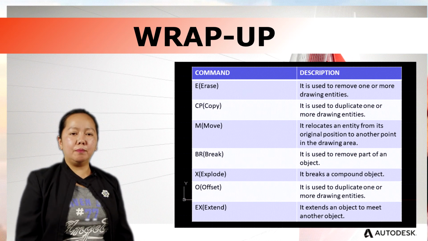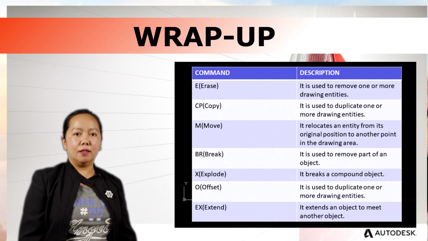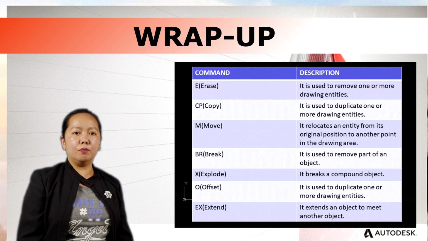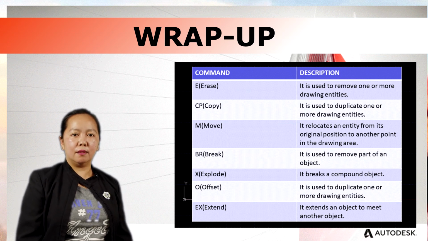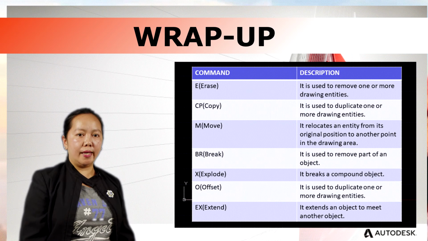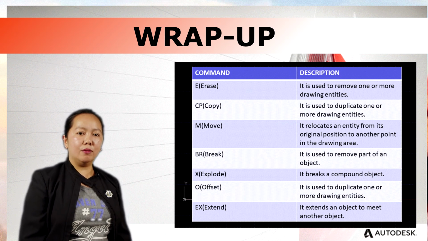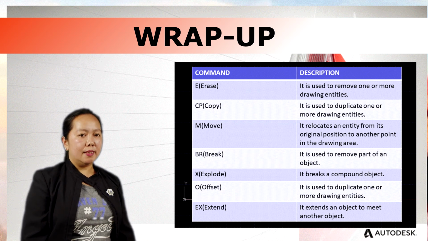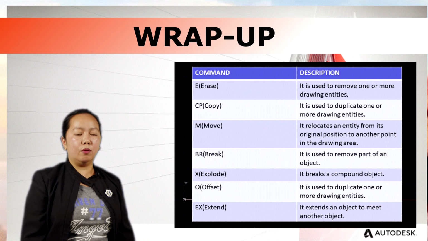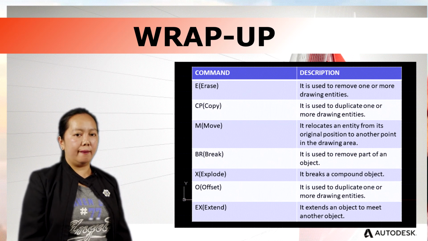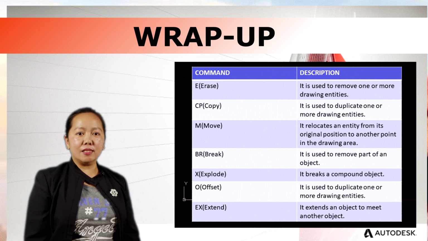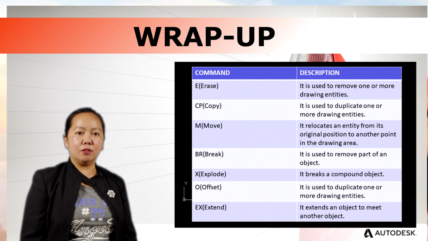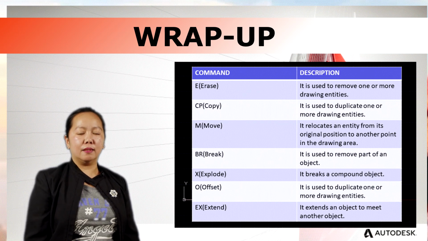Break or the BR command to remove part of an object. The explode or X command breaks a compound object into its component objects. The offset or O command is used to duplicate one or more drawing entities. Extend or EX command extends an object to meet another object.